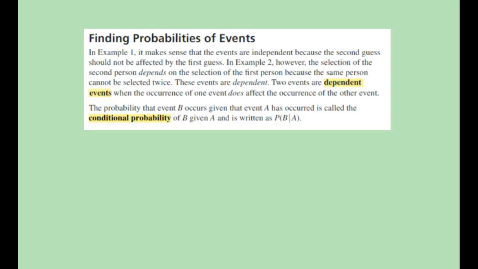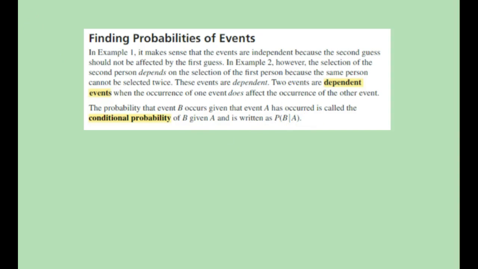So now we're looking at some other probabilities. Now we're looking at dependent events. This is when the occurrence of one event does affect the occurrence of the other event. So with the girls that we were selecting earlier, if I select a girl for the first job, I only have 2 left to pick for the second position. So it does change what I'm looking at. The probability that event B occurs given that A has occurred is called the conditional probability of B given A. There's just a different way that I write it. I use the probability of B, and this line means given A.